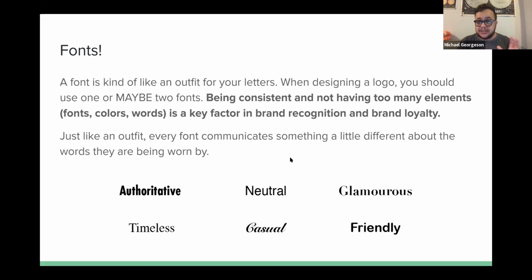Different fonts can communicate a different sort of feeling for what they're talking about. So fonts that look like this, that are a little bit more narrow, heavier, have a more authoritative feel. You have more neutral ones, and then ones that sort of communicate more personality.